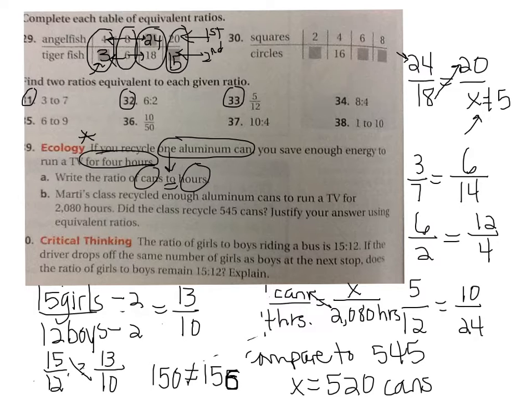So to answer the question, if the driver drops off the same number of girls as boys at the next stop, does the ratio of girls to boys remain the same? No. You would say no, and you can show an example. For example, if 2 girls get off the bus, your first term would now be 13. If 2 boys get off the bus, you now have 10. 13 to 10 is not proportional to 15 to 12. If you're ever not sure, what should you do? Try it. Just try it out. Take a couple away, test drive it, see if it works.